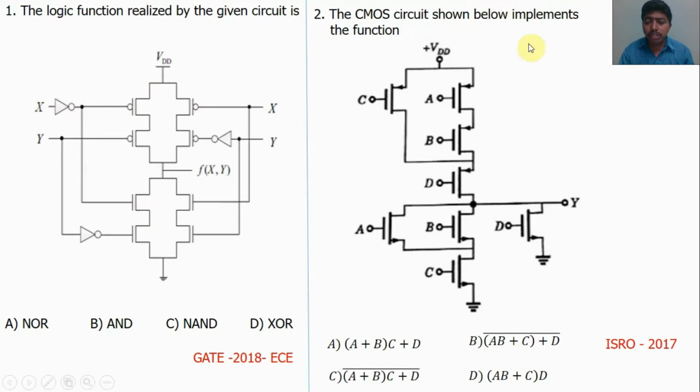The second question was asked in the ISRO 2017 examination. The output may be a Boolean function. The circuit has both N channel and P channel MOSFETs, so this circuit is also called a CMOS circuit. If you know how to solve this problem, just try and comment your answers. If you don't know these concepts, just listen to this video.